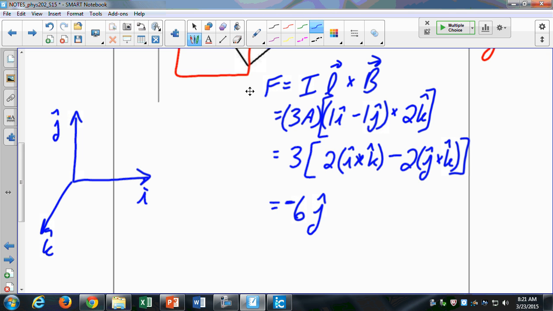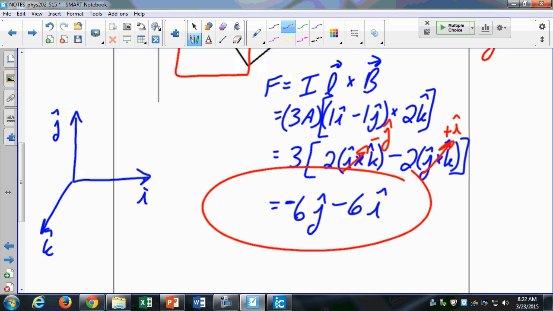And j cross k, what is that? j cross k is positive i. Again, if you ever forget to draw your coordinate system, j cross k is positive i. Alright, so j cross k is positive i, so that's minus 6i. i cross k is negative j. j cross k is positive i. Alright, once you get the cross products down, these are all pretty simple, right? We started dealing with 3D vectors. We're not really used to that, and dealing with the cross products is kind of new.